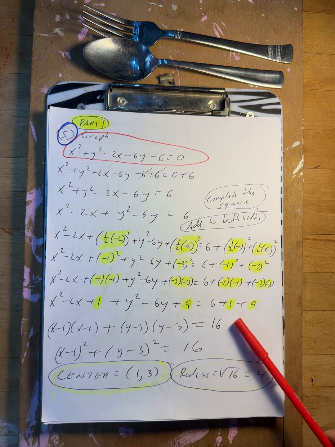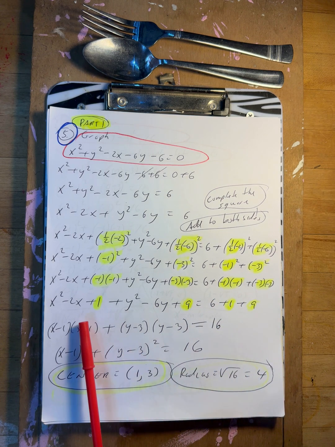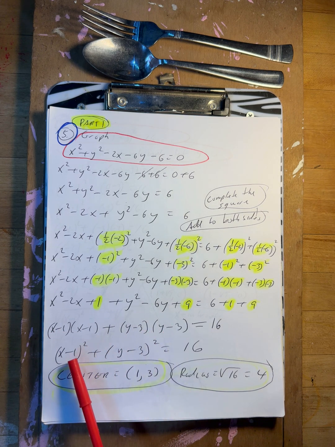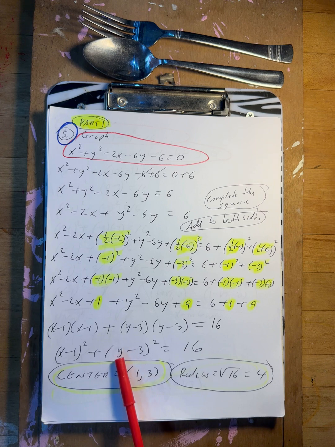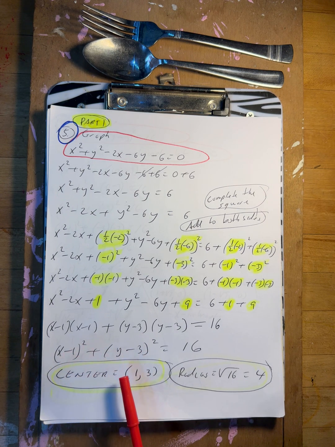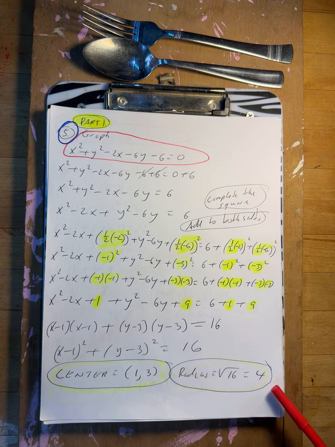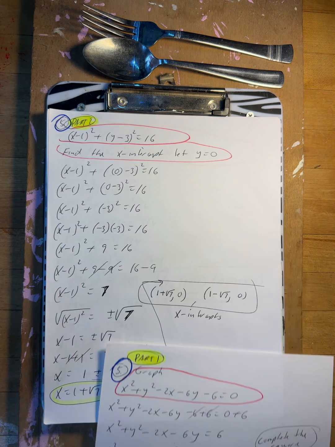Add this together, 16. But now this becomes x minus 1, x minus 1, y minus 3, y minus 3. And this is x minus 1 squared and y minus 3 squared. And the center is going to be the opposite of these numbers, a positive 1, positive 3. Radius is square root of this number here. Square root of 16 is 4. Alright, we got that part anyway.